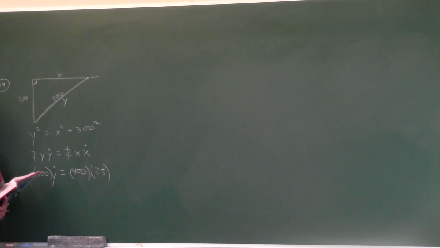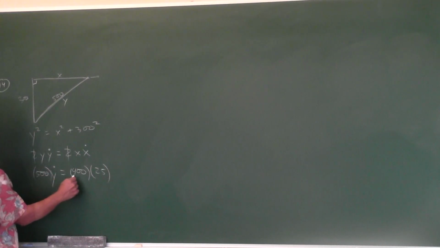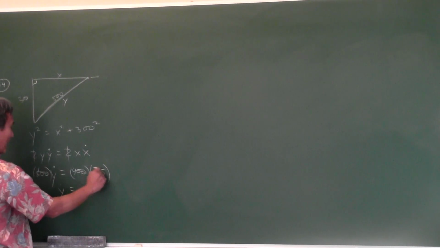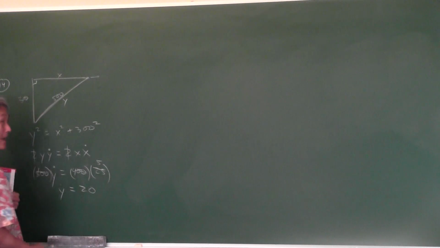I'll tell you right now, Pythagorean triples come up. If you know your Pythagorean triples, then it'll reduce your computations, right? How many are there? Infinitely many. So divide both sides by 100, so y dot is equal to, divide by 5, 20, and then you gotta put units. What are the units in this problem?